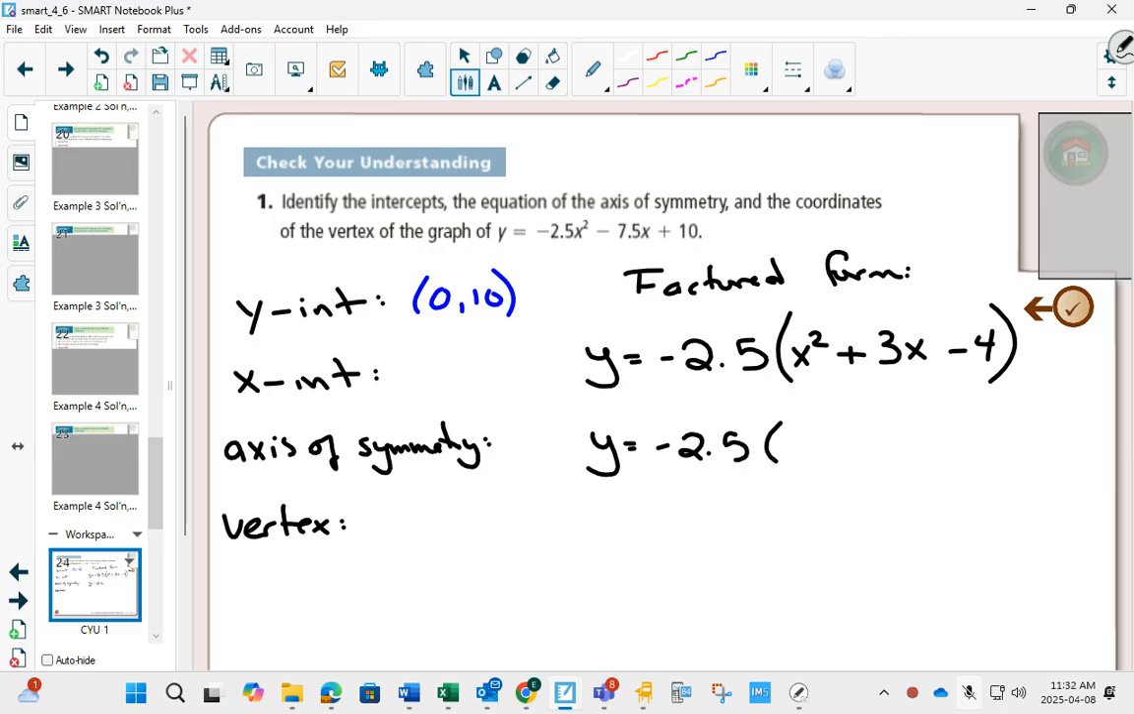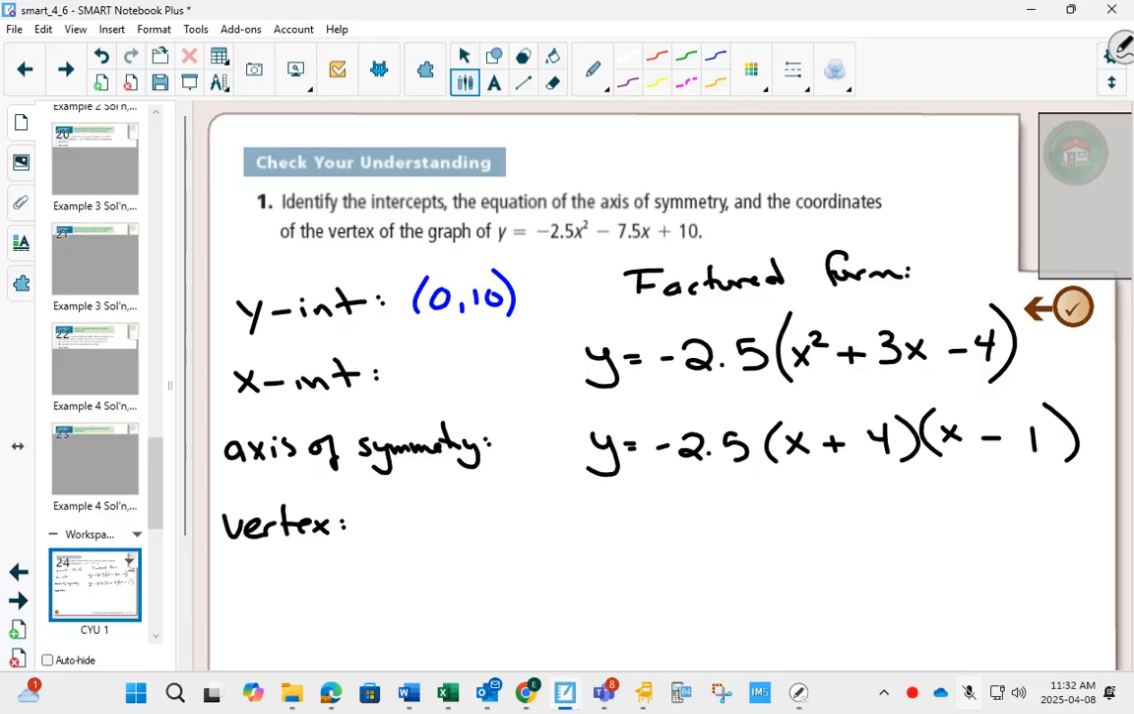Negative 2.5. And then does this factor nicely? It does. x and x. Can't be 2 and 2. It's going to have to be 4 and 1. My 4 has to be positive. My 1 has to be negative. Multiply it out in your head to double check.